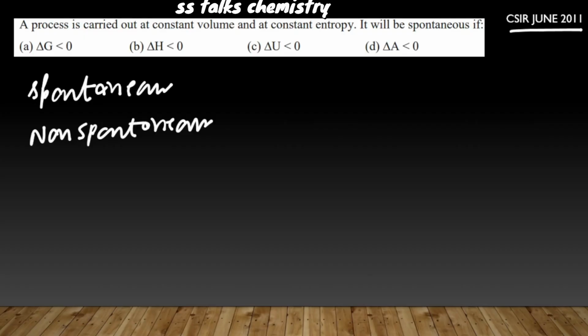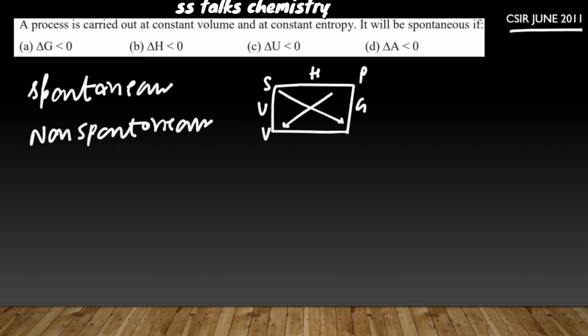Now in thermodynamics, to look at the spontaneity of the reactions, we make use of the Maxwell square. That looks like this. These arrows are pointed. This is what we are having. So now they have asked at constant volume and at constant entropy.